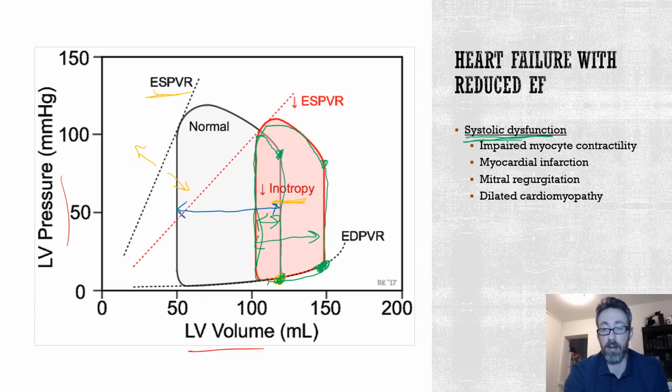So there can be impaired myocyte contractility, so maybe somebody had a myocardial infarction, maybe chronic mitral regurg, dilated cardiomyopathy, and so on. There's different causes for this, which we'll get into some of the details on in the cardiomyopathy lecture.